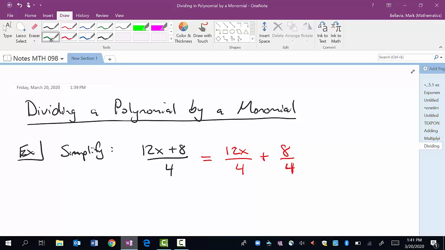When we divide this, now we simplify like we normally would for fractions. So 12 divided by 4 would give me 3, and the x will just stay. Plus 8 divided by 4, we get 2, so we get 3x plus 2.